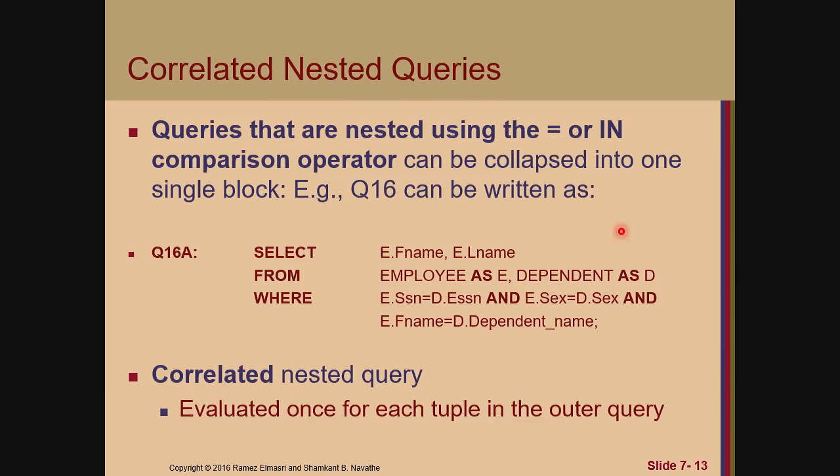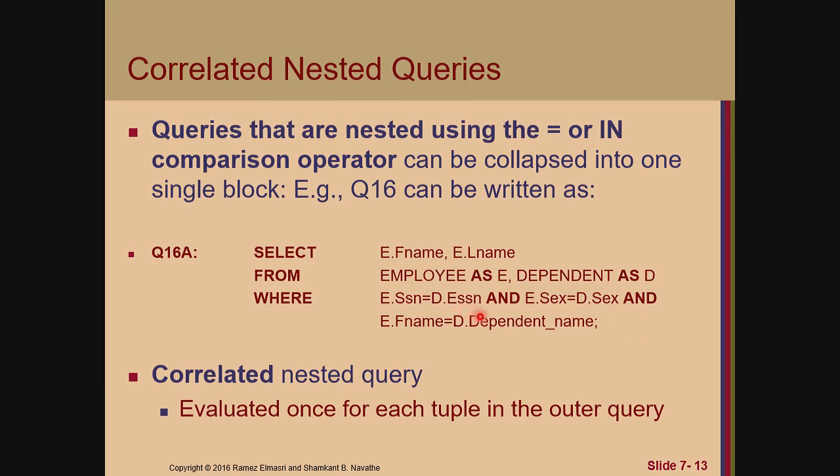And actually, you can change the form of the nested query to another form, not using the nest, like this one, the correlated nested query. Queries that are nested using the equal or IN comparison operator can be collapsed into one single block. For example, query number 16 can change to this one without any subqueries, right? But they use AND.